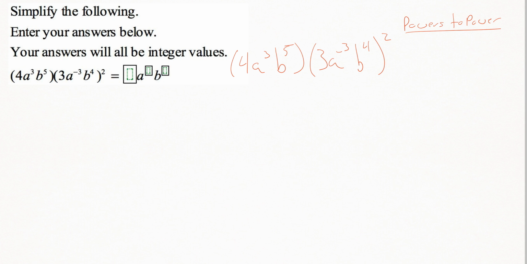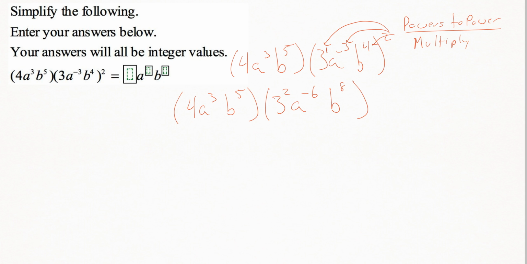So when we have powers to powers, what we want to do is multiply those powers. And because everything's inside that squared term there, everybody in that second term is going to get their power multiplied by the 2 on the outside. So this 2 is going to get multiplied into the exponents of all three of our pieces. Since that 3 is really 3 to the first, there's an unwritten 1 right there. That's going to end up being 3 squared. And then we have a to the -6 now, 2 times -3, and then b to the 8th, 2 times 4.